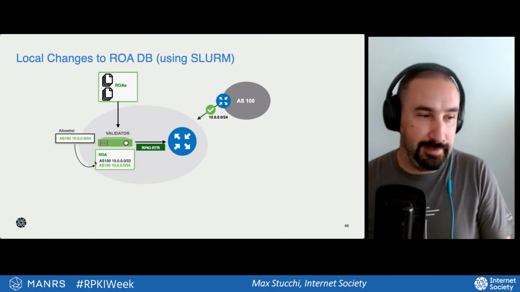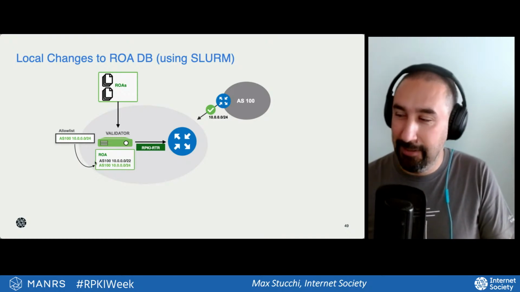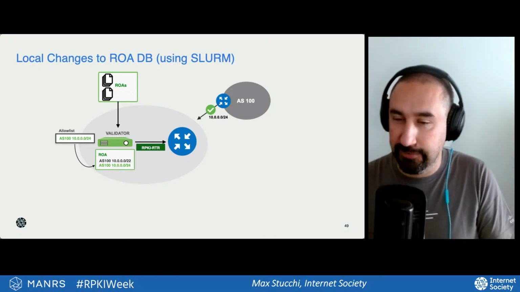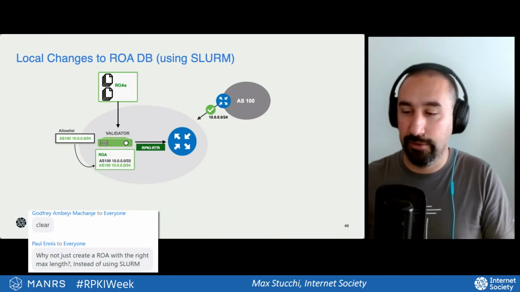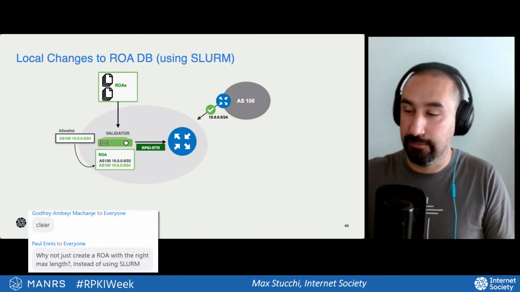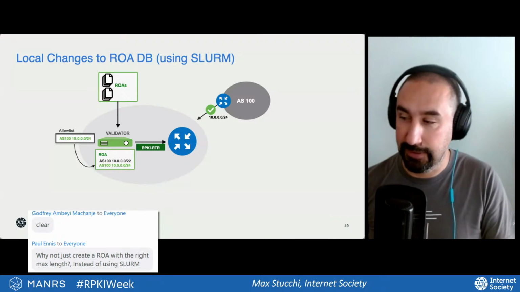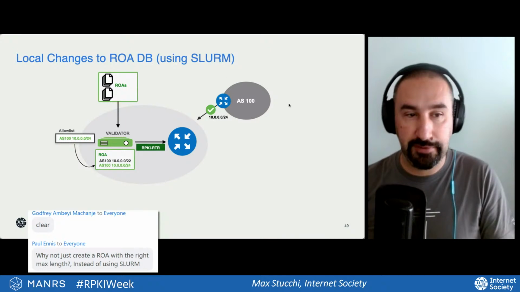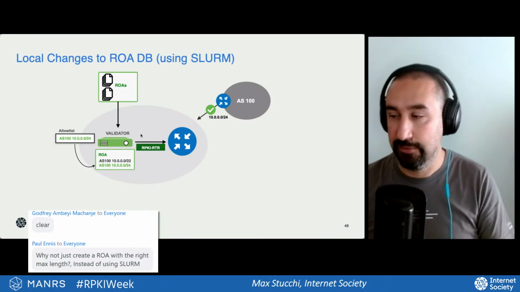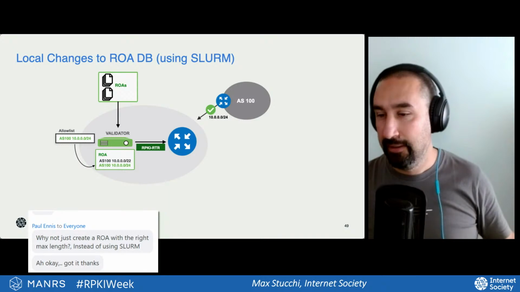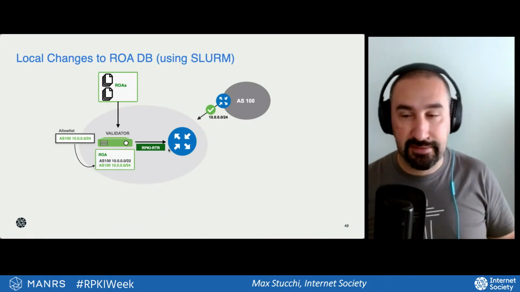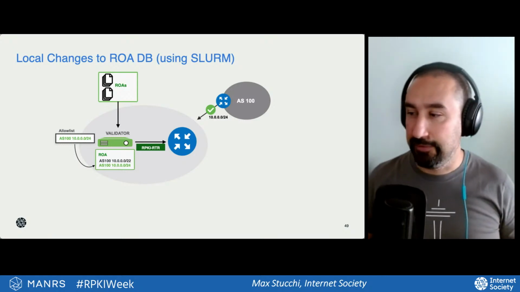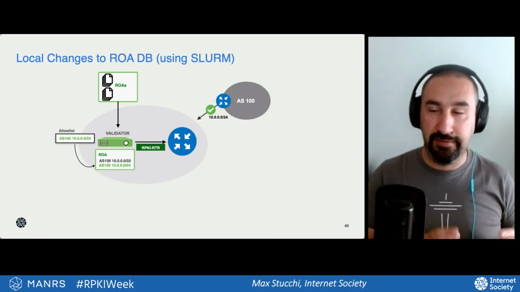Okay. I see a question from Paul. The question is, why not just create a ROA with the right max length instead of using SLURM? Because that is not your resource. It's someone else's resource. You're not allowed to create ROAs for that. So the resource would be from AS100, not from you. Let's assume here you're AS200. It's someone else's resource you're creating the fake ROA for, because that is affecting you.